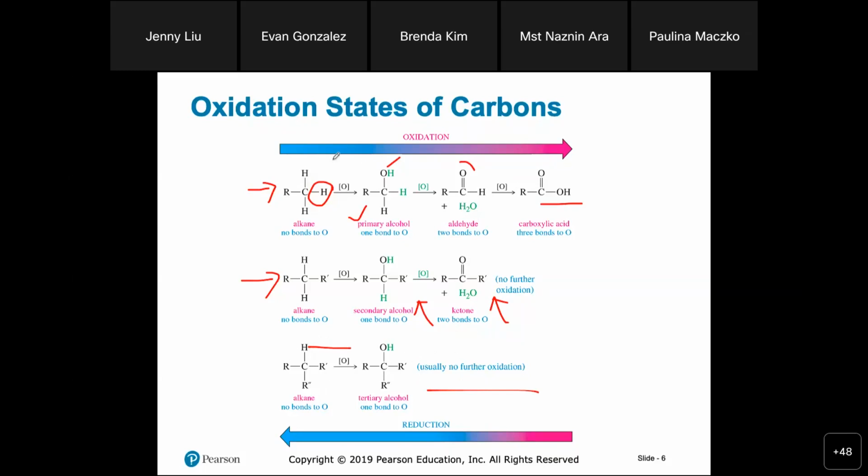So this way, that's why they give you two arrows. This way is oxidation, gain of oxygen, and if you go the opposite way, loss of oxygen and addition of hydrogen, then it will be reduction. Do you guys have any questions here? Okay.